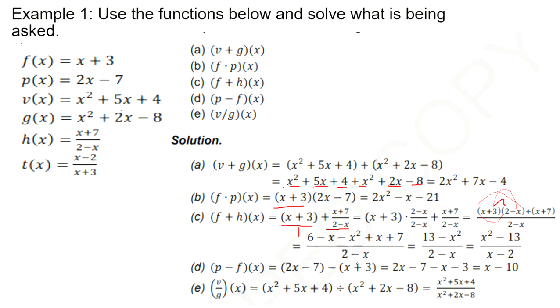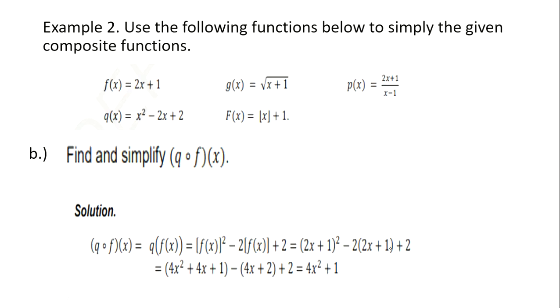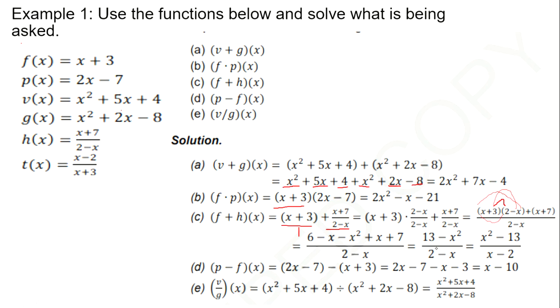Combining like terms, we copy negative x squared. 6 plus 7 is 13. Negative x plus x is 0. So we have 13 minus x squared over 2 minus x. We can multiply both the numerator and denominator by negative 1. Negative 1 times 13 is negative 13. Negative 1 times negative x squared is x squared. Also multiply the denominator by negative 1. That is negative 1 times 2, which is negative 2.